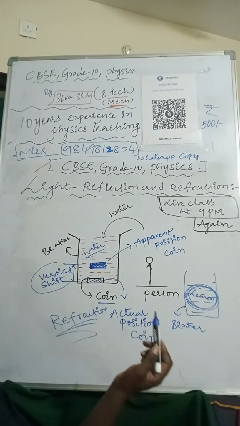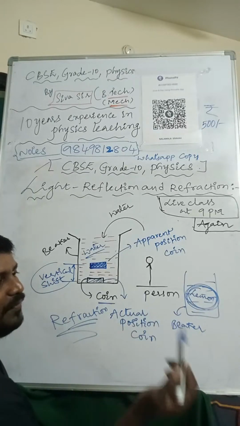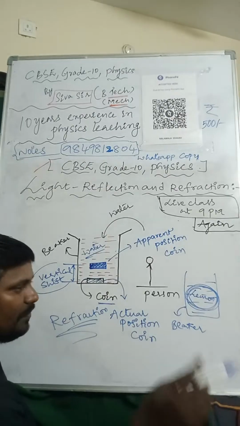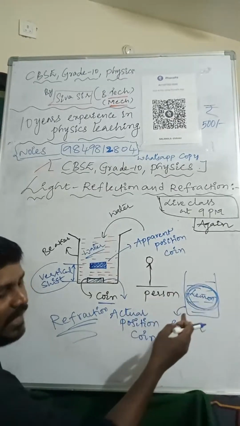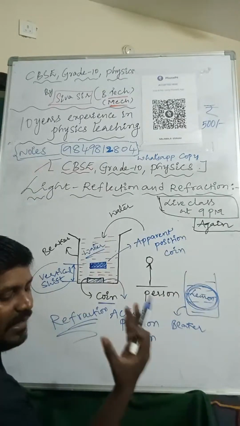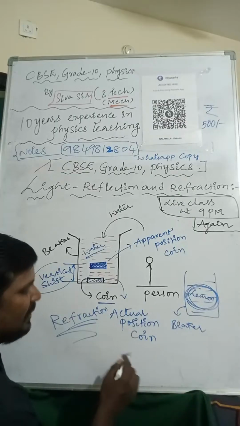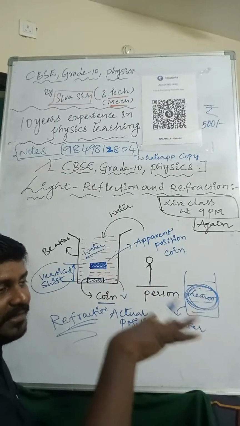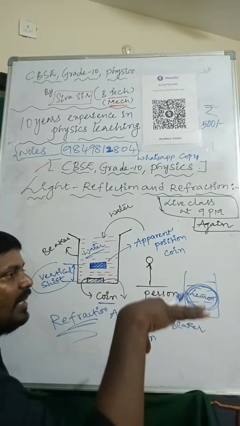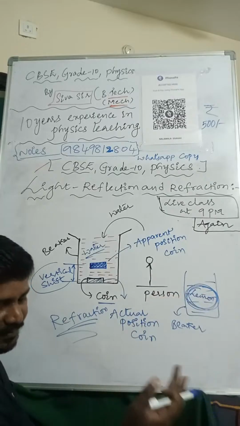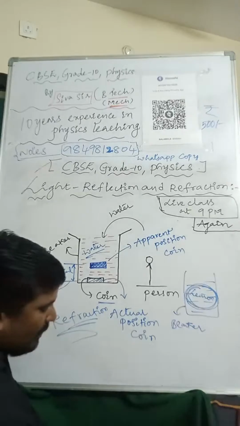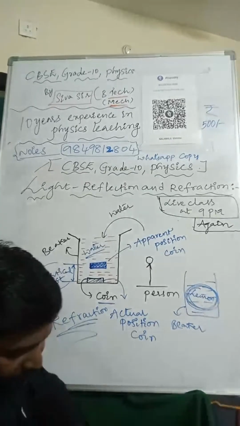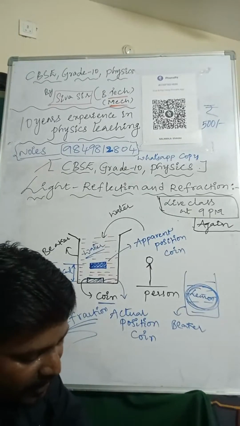You can see this in front of the shop. Every time you go to a shop, they place it like this. And a thick glass slab placed over printed letters: the letter appears slightly raised up, and that is the reason.